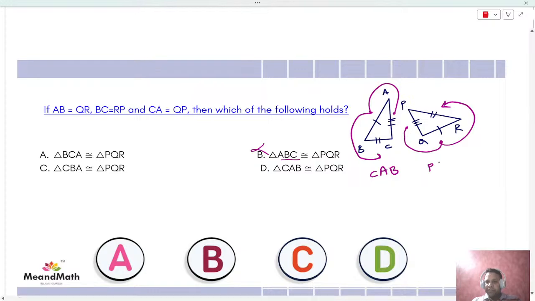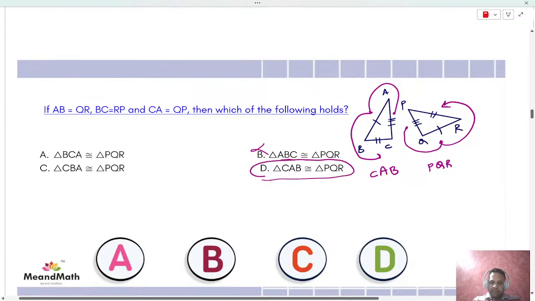So here CAB and second triangle PQR, both are congruent. So check CAB and PQR. This is in option D. So option D is the correct answer.